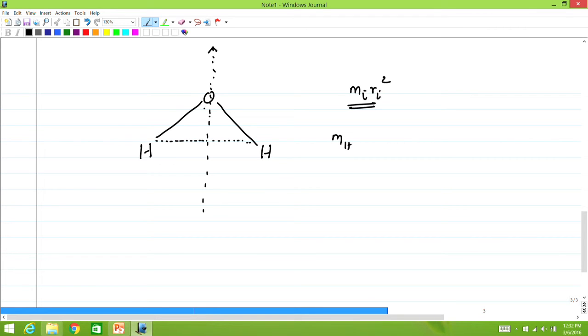and since this angle is given as 104.5 degrees, the half angle is 52.25 degrees, and the bond length is given as 95.7 picometers. Therefore, it is easy for you to calculate this distance r_i as 95.7 times sine 52.25, okay, that is the r_i.